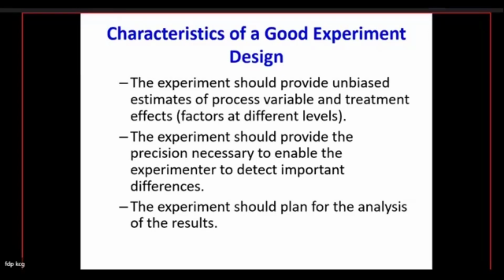So a good experiment design should be conducted in such a way that there is no bias. The bias of the experimenter will come into the picture when you are processing, when you are selecting the variables, when you are testing the effect of these variables on the various experiments. The experiment should provide the precision necessary to enable the experiment to detect important differences.